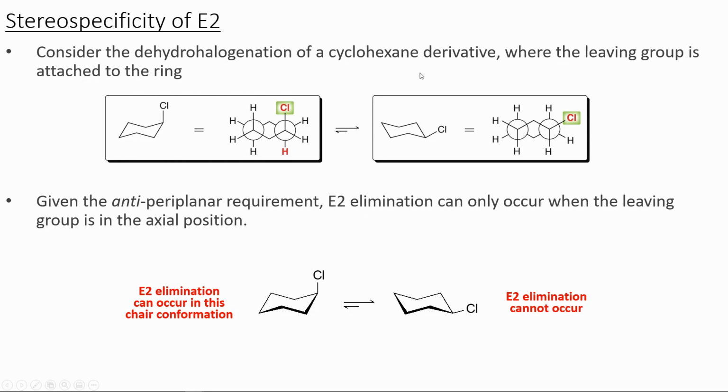In a ring, we're going to have to take this into account because we're going to have an equilibrium between the axial and the equatorial isomer of the chlorine leaving group. When the chlorine is in the axial position, we're going to have antiperiplanar with one of the hydrogens. However, when it's in the equatorial position, the antiperiplanar relationship is with a carbon. So the only way an elimination reaction can occur with a leaving group on a cyclohexane ring is when it's in the axial position, because that's the only way we'll have a hydrogen that's antiperiplanar to the leaving group.